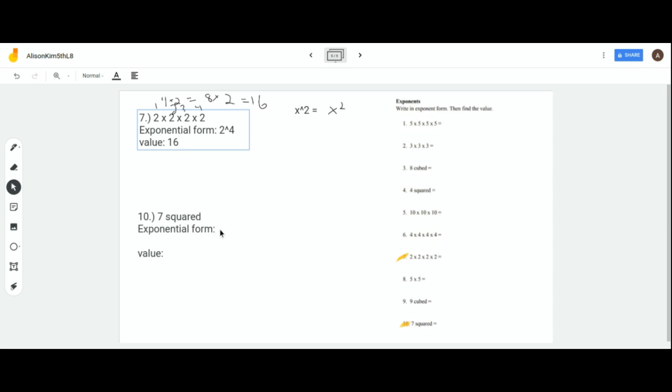Now let's do 10. 10 gives us 7 squared. So this one already gives us the base of 7, so we're going to put 7. And squared is the same thing as x to the 2nd power. So it's going to be 7 to the 2nd power. Now, if you want to find the value, we just need to write it out. 7 times 7, which is the same thing as 49. So that's going to be your answer for number 10.